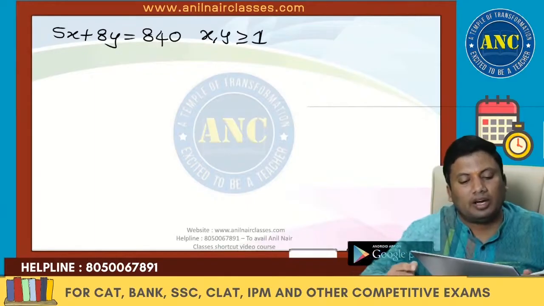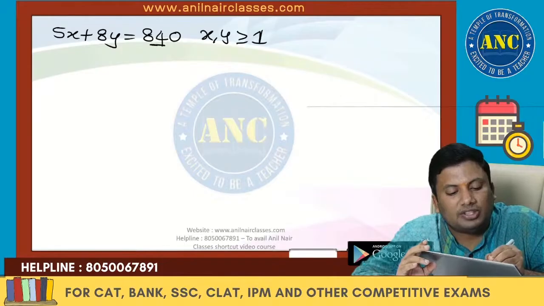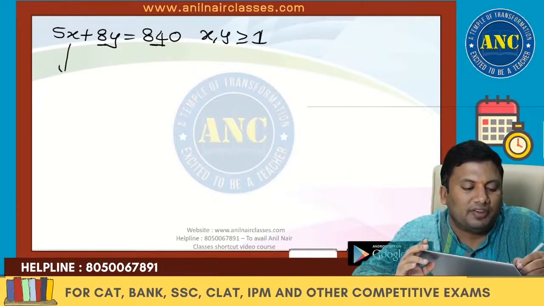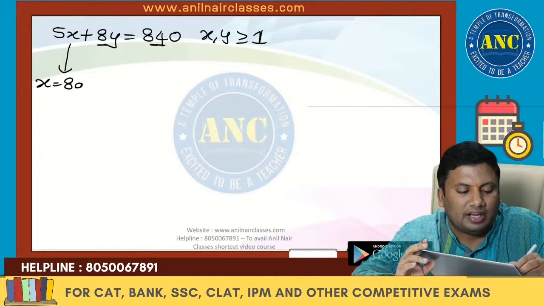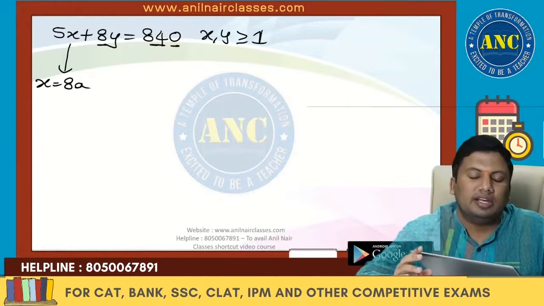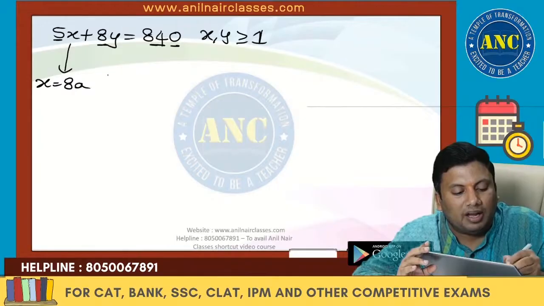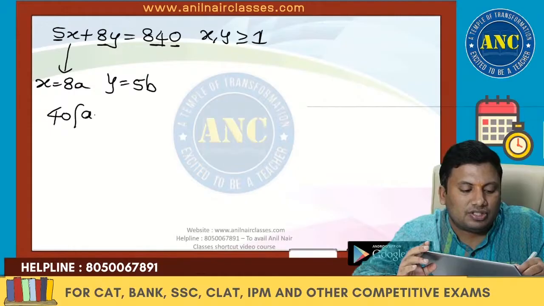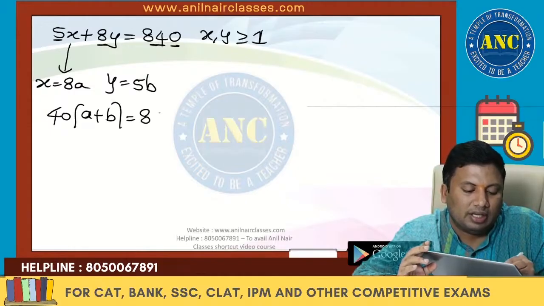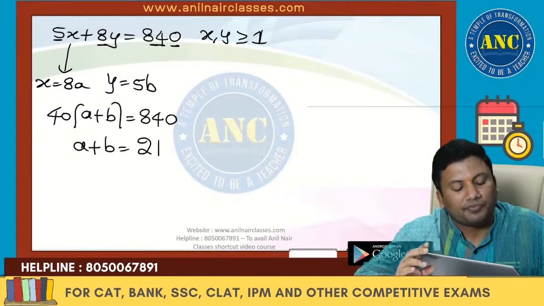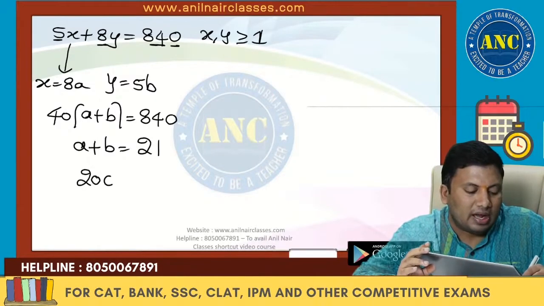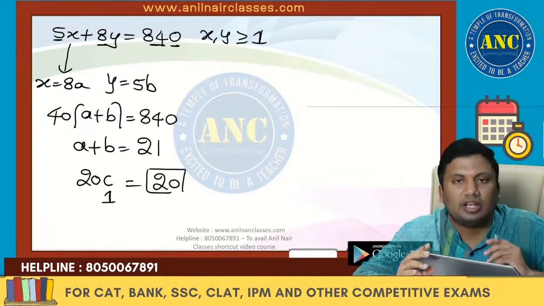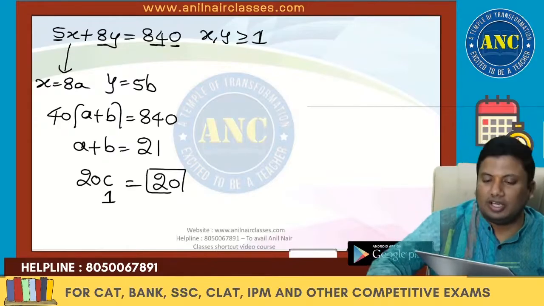x, y greater than or equal to 1. This is a multiple of 8, so x is a multiple of 8. It is ending with 0, so this is a multiple of 5, and y is also a multiple of 5. This is nothing but 40 into a plus b equals 840. A plus b is 21. 21 means 20 gaps are there. Select 1, so 20C1 is nothing but 20. I hope it is clear.